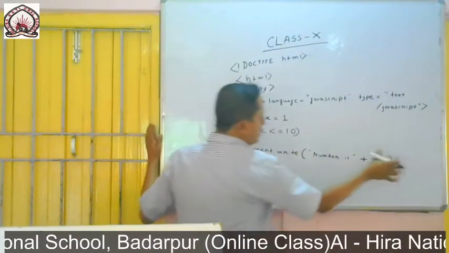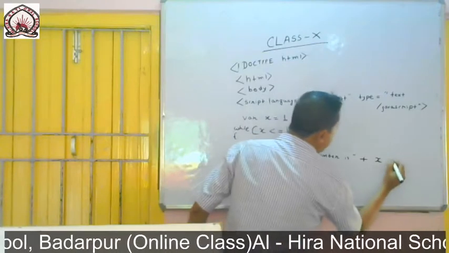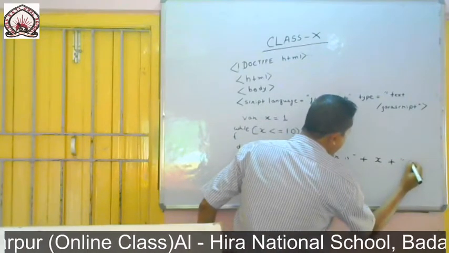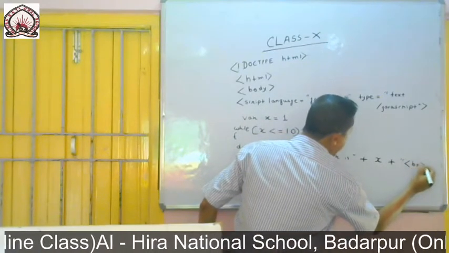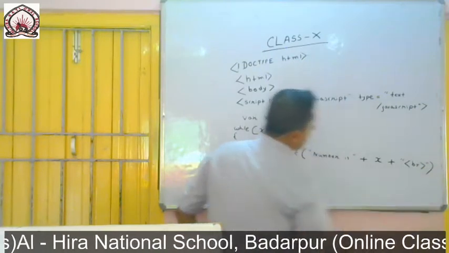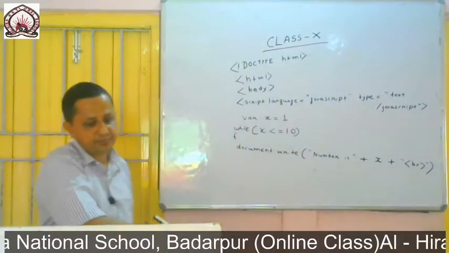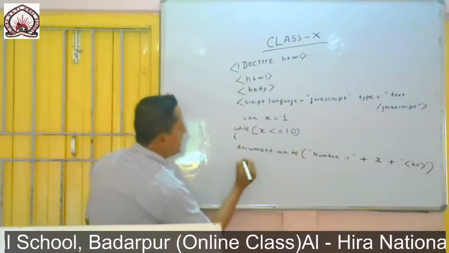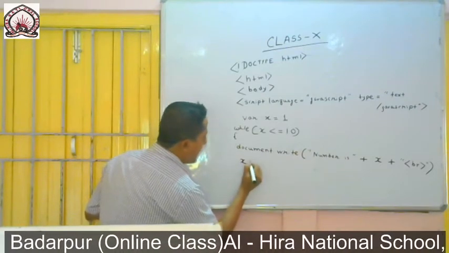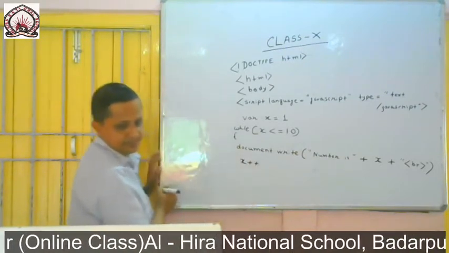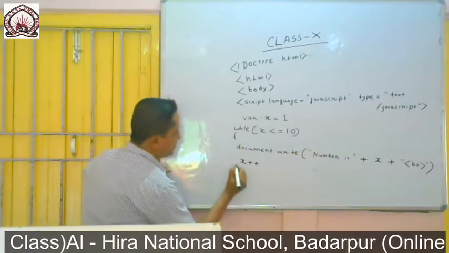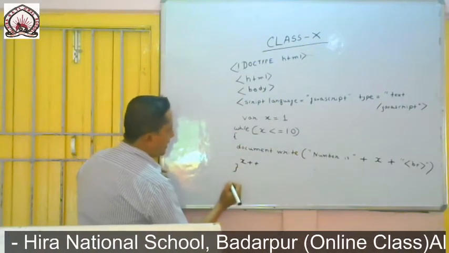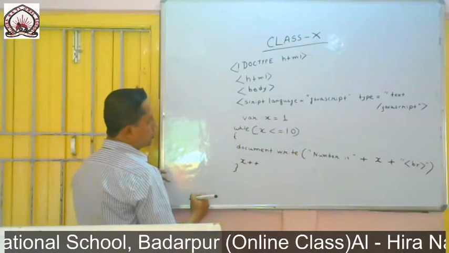Then I will give the br also, plus, because it should come in a new line. Then br, then x plus. Then let me close it.